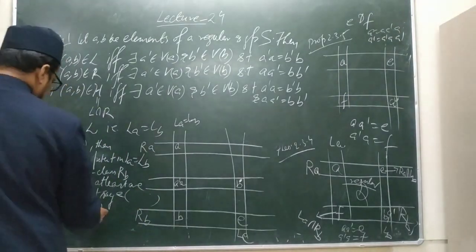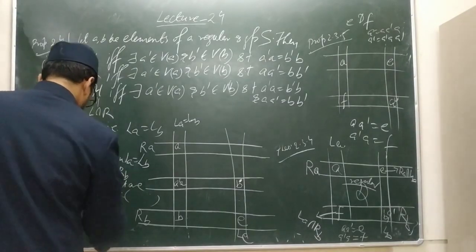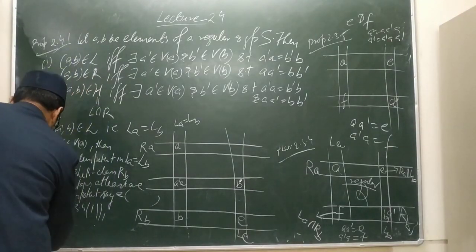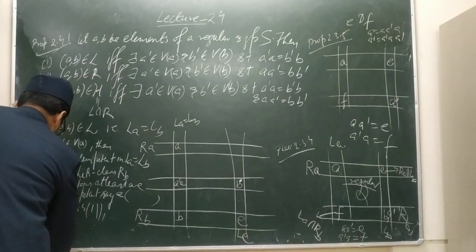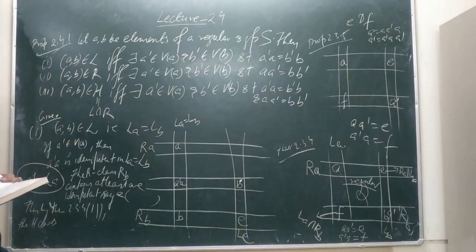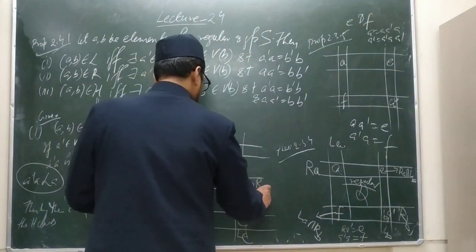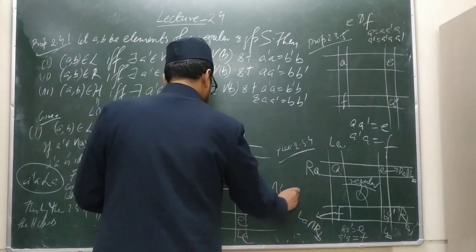So then by proposition 2.3.4 second, the H class, which H class? This H class, that is RA'A intersection LE.